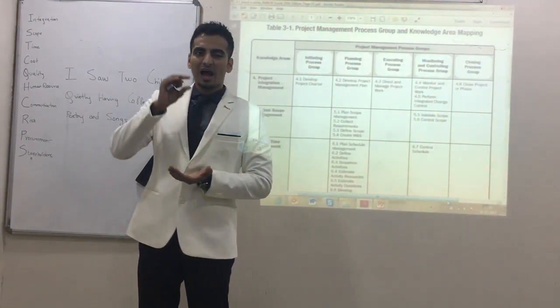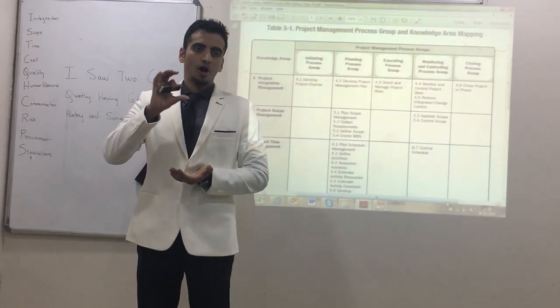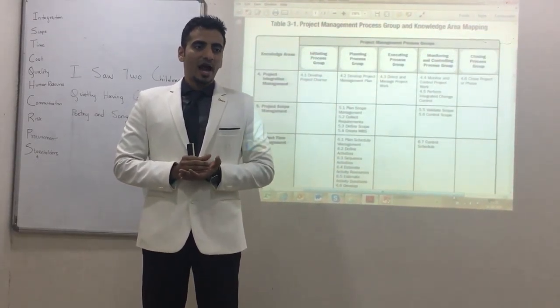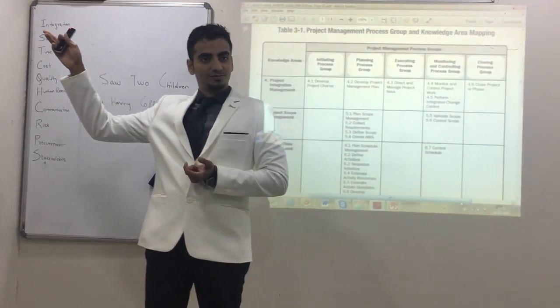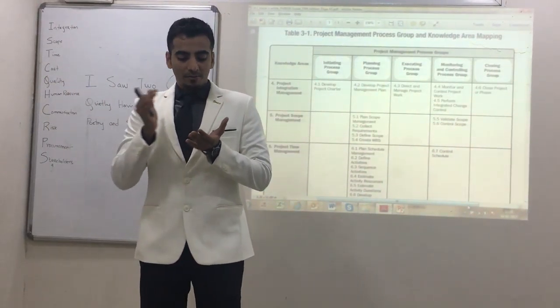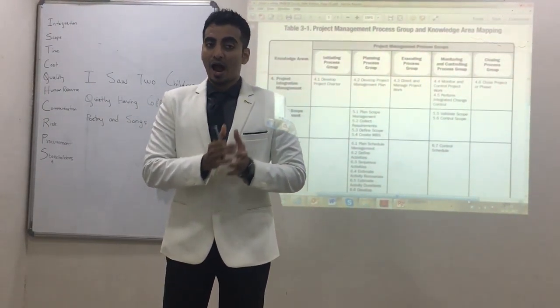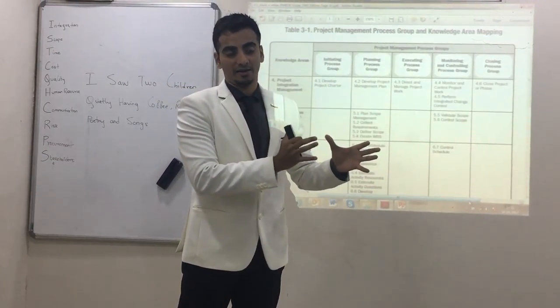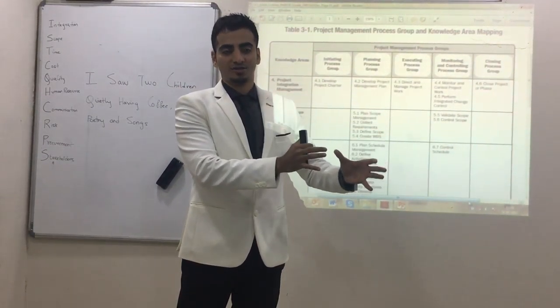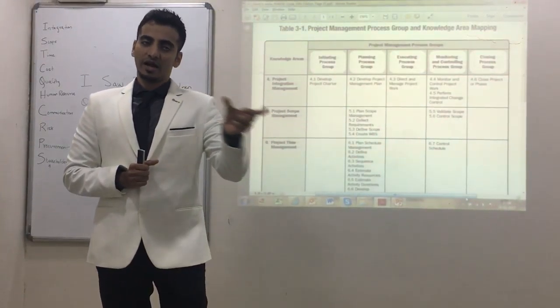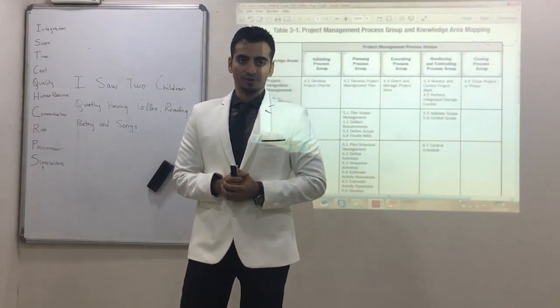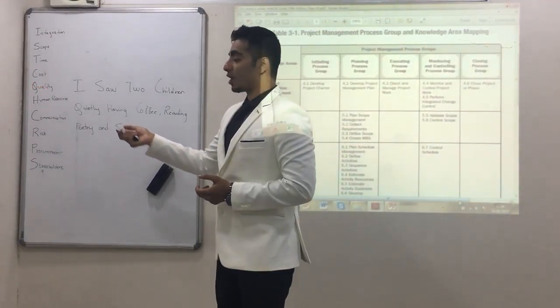So initially there is a high level cost, or to frame it rightly, a high level budget given to me by my sponsor. Based on this high level budget, I am going to set the cost baseline, an ideal cost in which I should deliver this project. And that we'll study in the knowledge area, cost management. The next is quality.